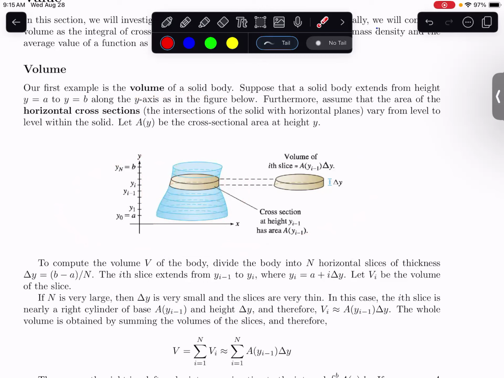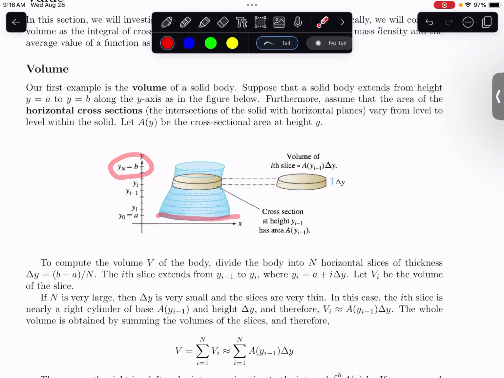And so one thing to take note of is that our variable is going to be in terms of y, right? We're thinking of the shape as starting at y naught equal to a, and then going up to some final height of y sub n equal to b. The idea is we're going to break this weird cylinder into different chunks, represented by this slice right here. Then we compute the volume of this slice, and add together the volumes of all these individual slices to get an idea of what the volume of this total weird looking cylinder ends up being.